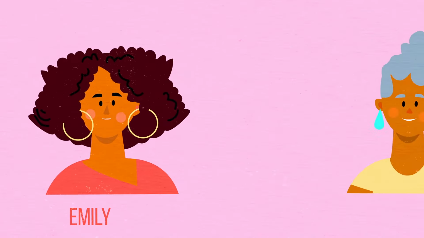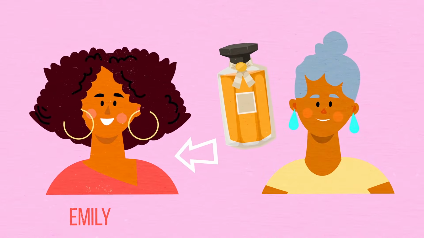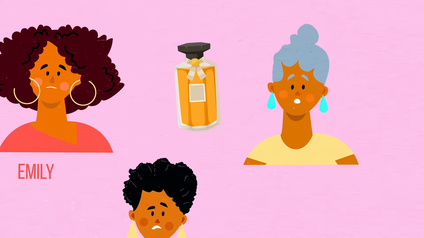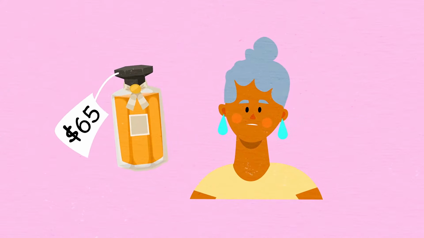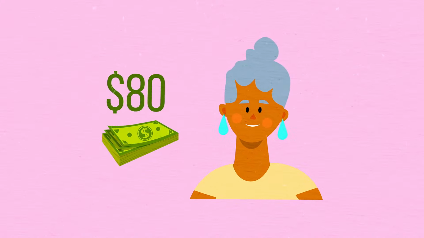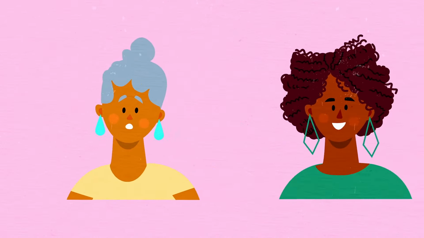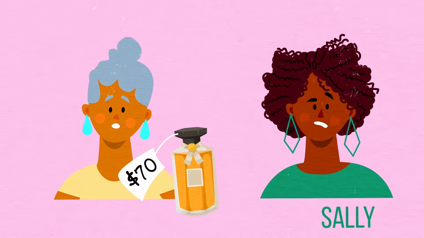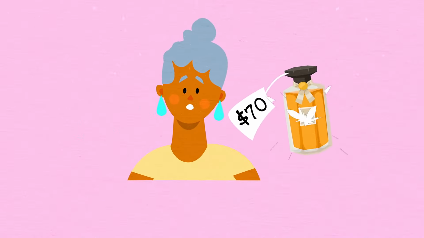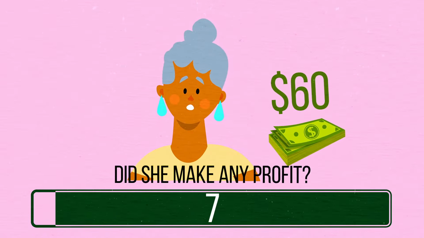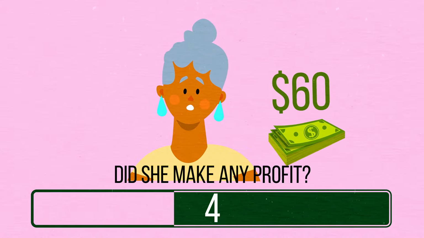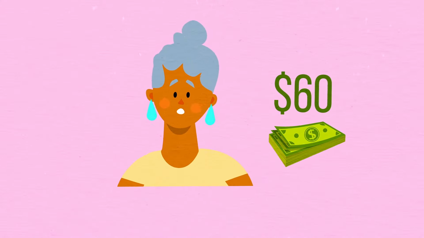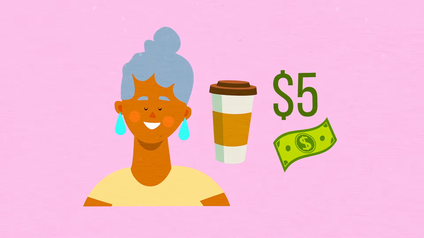Emily's aunt has bought a bottle of perfume for her niece's birthday. Sadly, she couldn't keep it because Helga, her sister, is terribly allergic to perfumes. Emily brought it back to her aunt, who bought it for $65. The old lady sold it to someone for $80. Then, suddenly, she remembered she had another niece, so she got it back for $70. Sally, the forgotten niece, turned out to be allergic too, so the auntie had to sell it again for $60. Did she make any profit? Yep, she made $5 and grabbed a large latte for them.